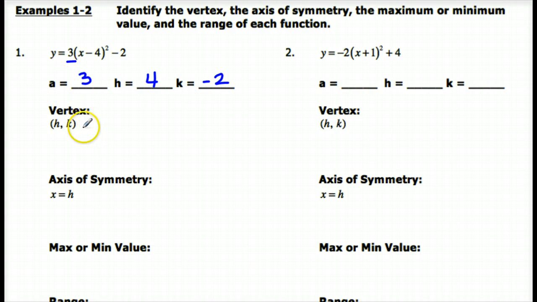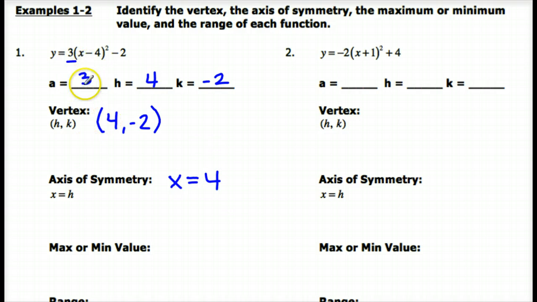So your vertex is just going to be the point h, k. Well, since h is 4 and k is negative 2, your vertex is just 4, negative 2. There's really no computation involved to find the vertex, which makes vertex form a lot nicer than standard form. We call it vertex form because it tells us the vertex right away. The axis of symmetry, therefore, is going to be the vertical line x equals 4.